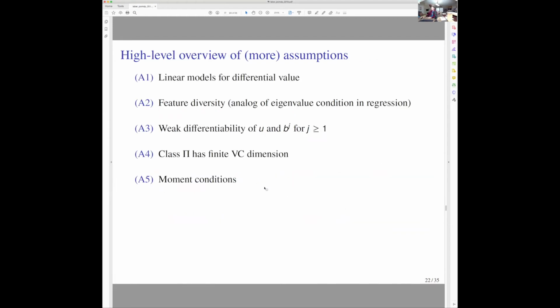So this is the applied reinforcement learning seminar series, and so I don't want to get bogged down in a lot of theory, but I just thought I would give a high-level overview of what kind of assumptions we made that were relevant to the application, and then also make the theory go through. So we assume a linear model for the differential value. It was some basis expansion. We have a feature diversity condition. For those who are familiar with sequential regression or bandit problems, it's basically this eigenvalue condition to ensure that you're accumulating information over time. Weak differentiability of the utility and the latent state distribution.